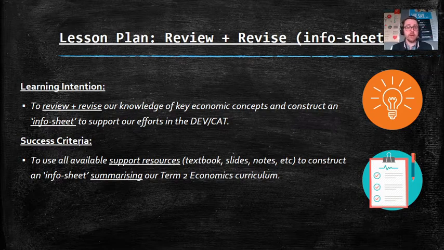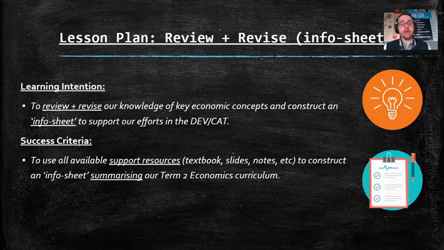The first one is to review and revise the major topics we've looked at, so to improve your understanding of economics. And then the second one is hopefully by the end of this lesson, or the next lesson, depending on how much time I give you for this task, you will have something physical, either written in front of you in your notes or in your digital notebook, a revision resource to help you study and use in the Cat. And I'll explain that in a bit more detail in a future lesson, a future video.